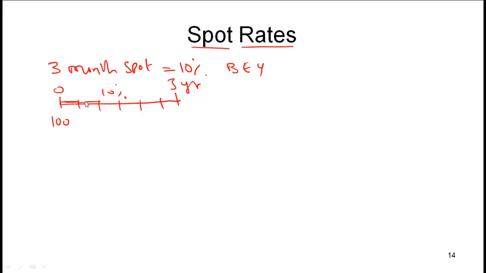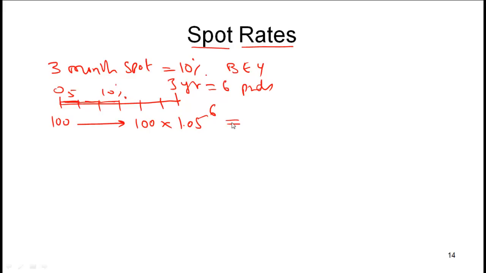So the way we can look at this is a spot rate of 10% means that each 6-month yield is 5%. So effectively your $100 over 3 years, which is equal to 6 periods, should become 100 into 1.05 to the power of 6. This 5% is coming from the 5% yield over a 6-month period, which is half the annualized spot rate, and 6 because we have 6 periods.